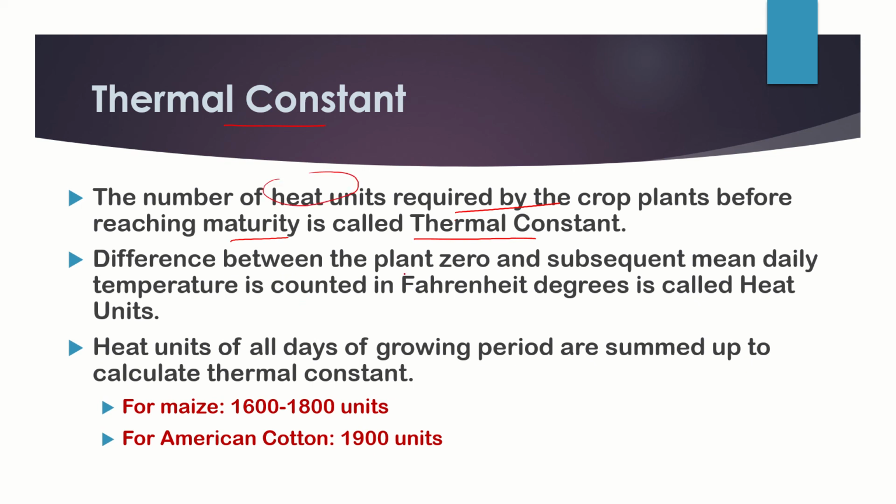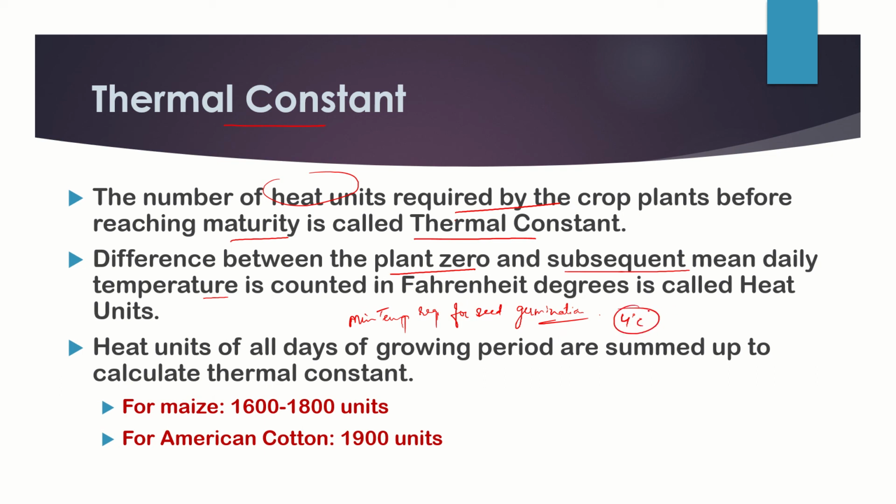We always observe a difference between plant 0 and the subsequent mean daily temperature. What is plant 0? Plant 0 is the minimum temperature required for seed germination. So if I am talking about corn, maize, it's the minimum temperature at which the corn seeds germinate, that will be called plant 0. Let's suppose, because it's a winter crop, they germinate at around 4 degrees Celsius. So this will become plant 0 for maize.